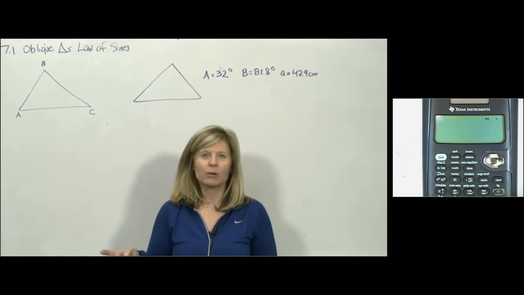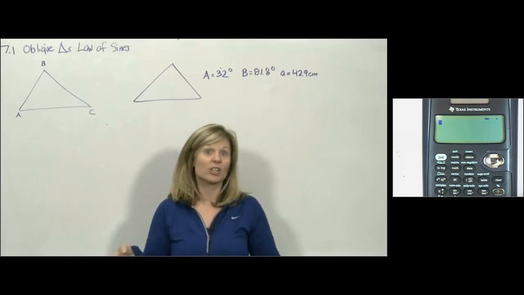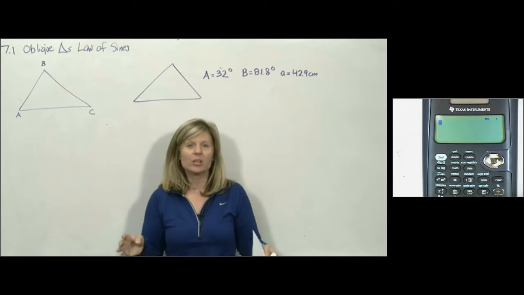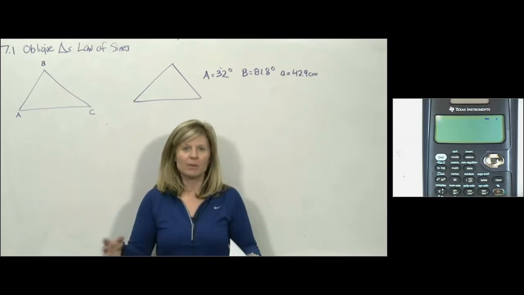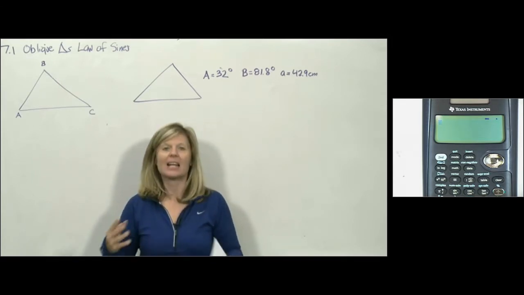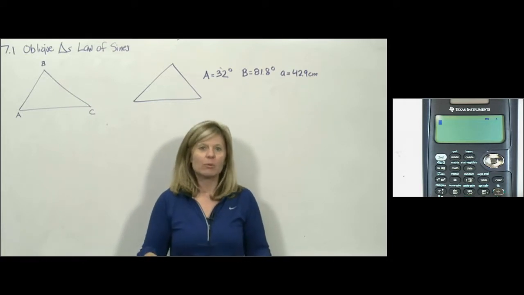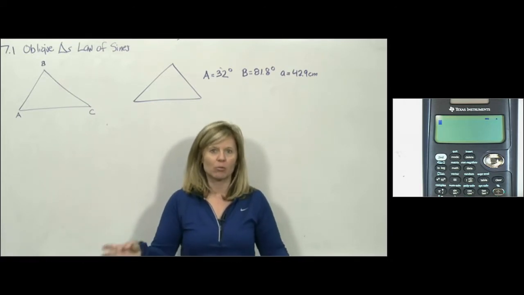Okay, now that we learned about how you use trigonometry to solve right triangles, that's not just where we can use it. In fact, we could use trigonometry to find missing sides and missing angles of any type of triangle. So the next thing we're going to talk about are triangles that are not right.